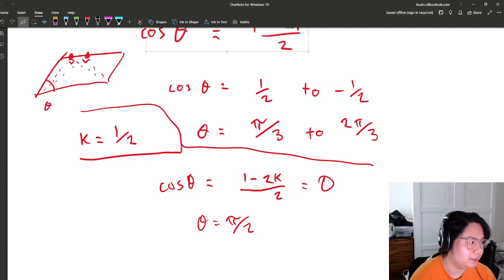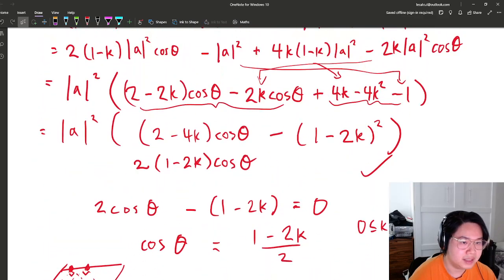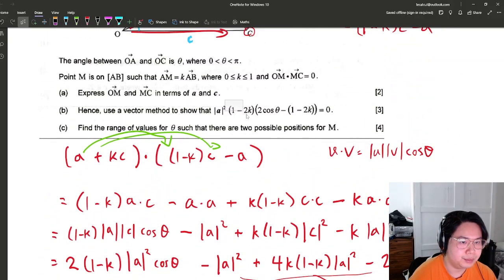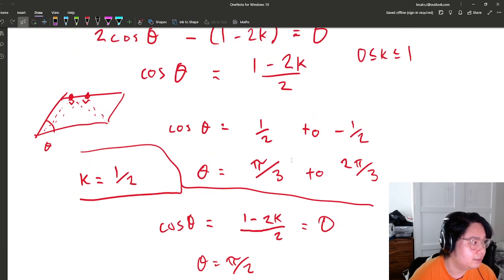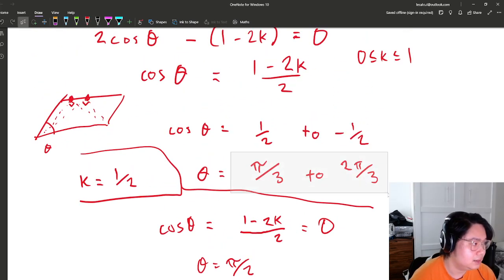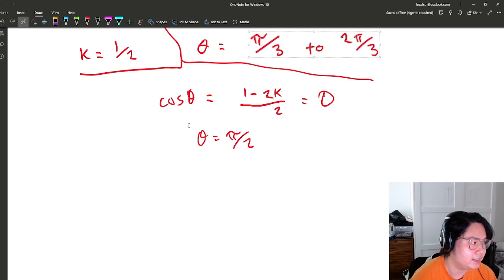And then I'm working backwards. So if k is 1/2, then theta has to be pi over 2, which means that k being 1/2 is a solution for both factors, which means that there's only one solution at pi over 2. And so that means that we have two solutions anywhere between these two values except for here.